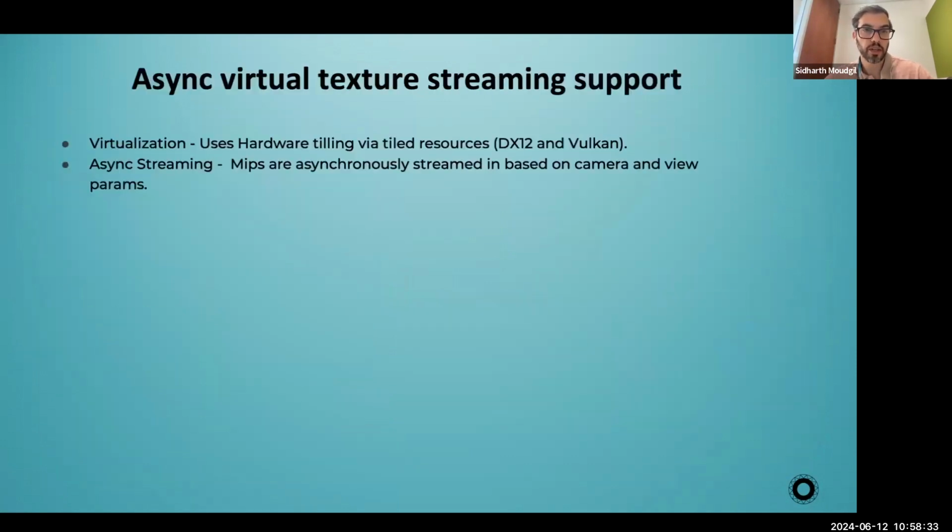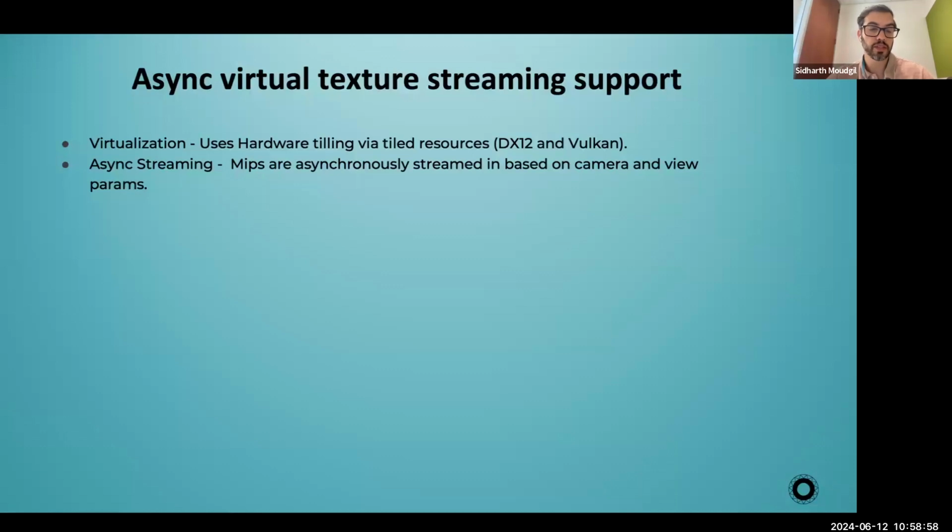RHI supports asynchronous virtual texture streaming. So we provide asynchronous streaming by loading in the base MIPs first, and then we'll load in new MIPs depending on how the character moves and the camera moves closer to specific meshes. And these MIPs are loaded in asynchronously. So there's a copy queue that's set up separately, and it's loading in stuff asynchronously.